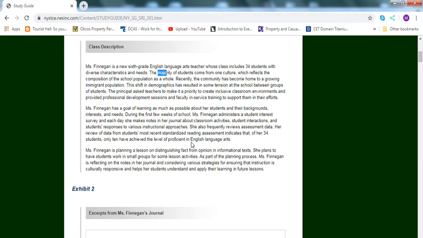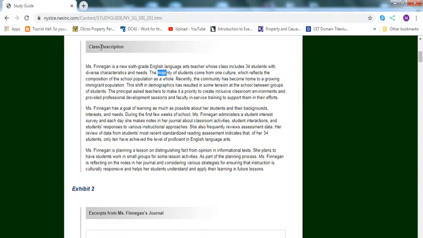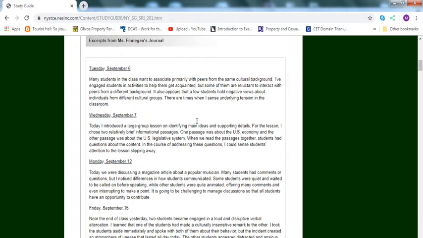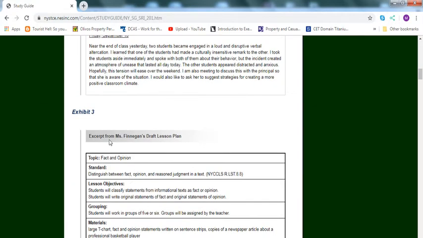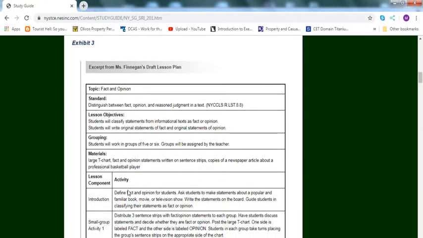So obviously this question is mostly about this essay, and this question is mostly about cultural diversity. There's a chance the essay might be about cultural diversity. So this is how it's going to be. You're going to read a class description excerpt on the computer screen. Then you're going to have exhibit 2, excerpts from the teacher's journal, and then exhibit 3, Miss Finnegan's draft lesson plan. So for those who don't know, this is what a lesson plan is.